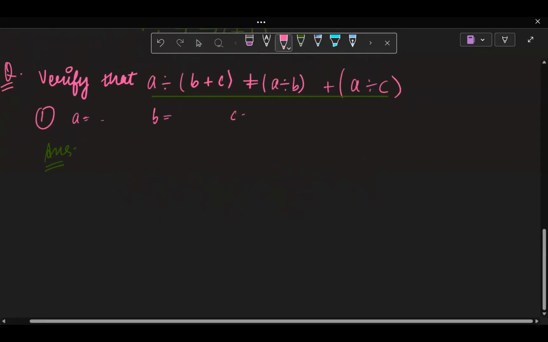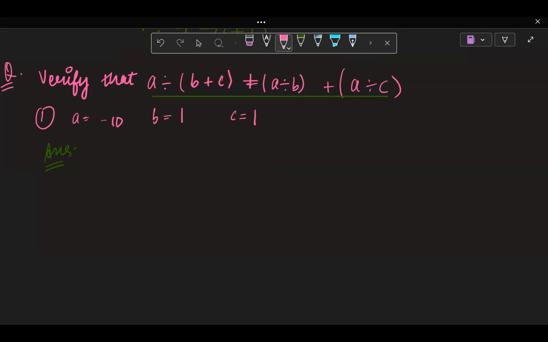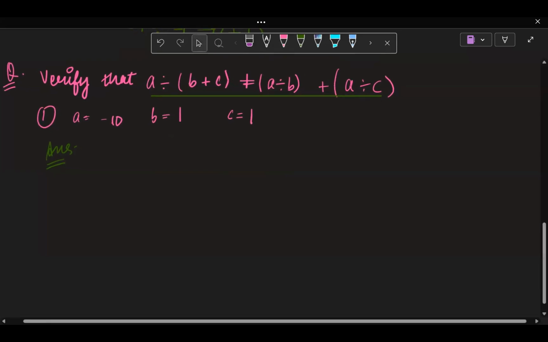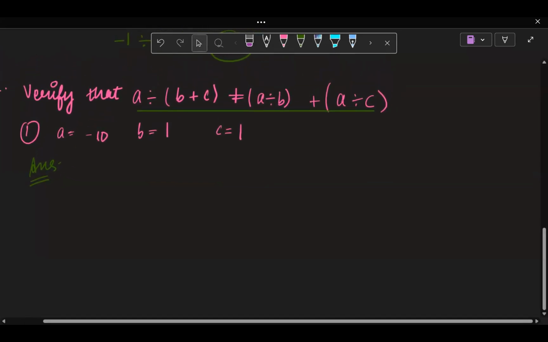A divided by -10. Okay, so start doing this, Abdul.